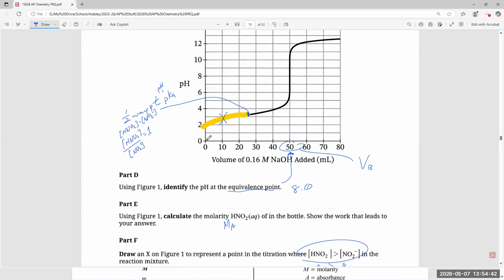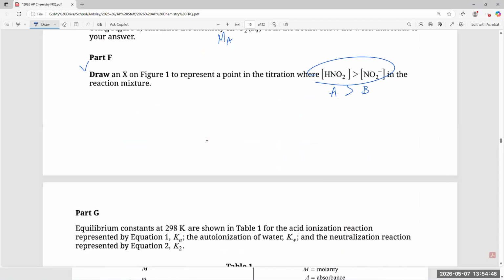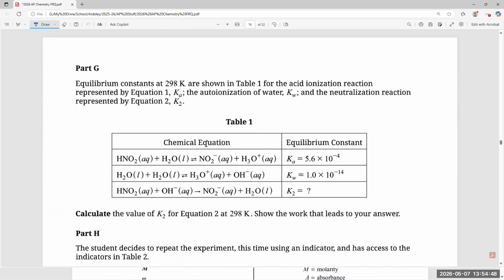All right, that's F. F is done, right? E's done, D's done, F is done. Let's go. Part G, equilibrium constants at 298 Kelvin are shown in table 1 for the acid ionization reaction represented by equation 1, Ka.